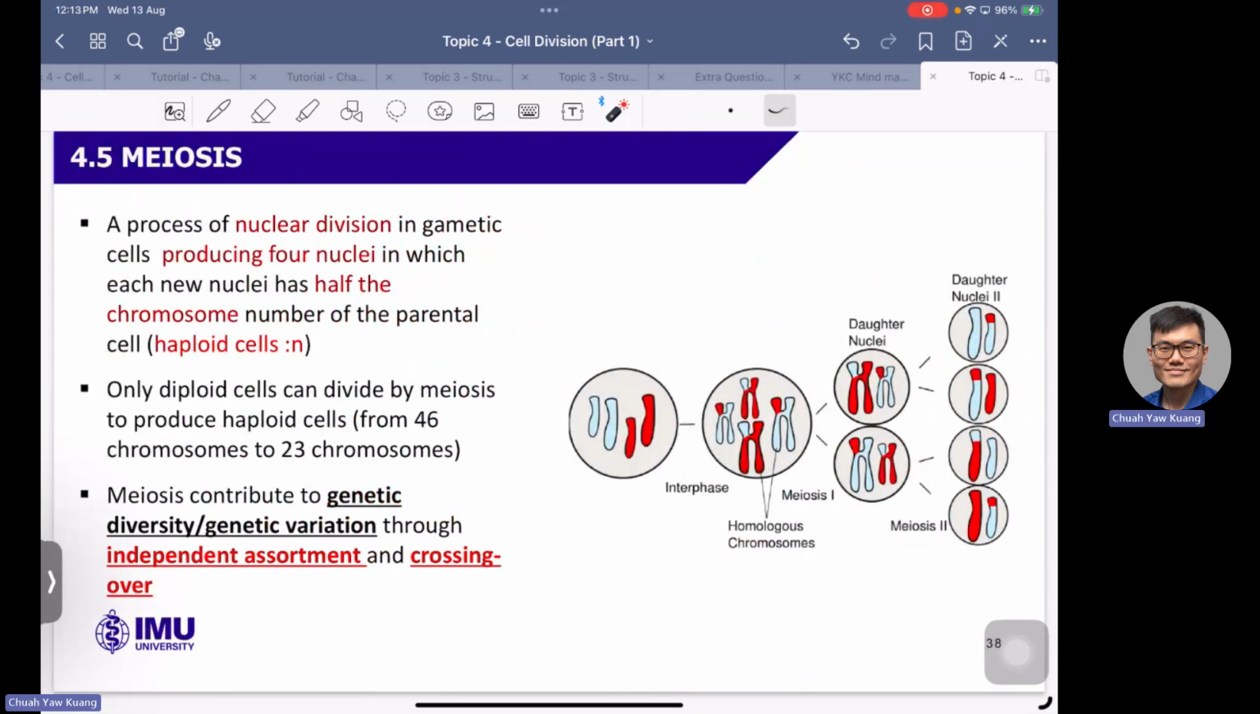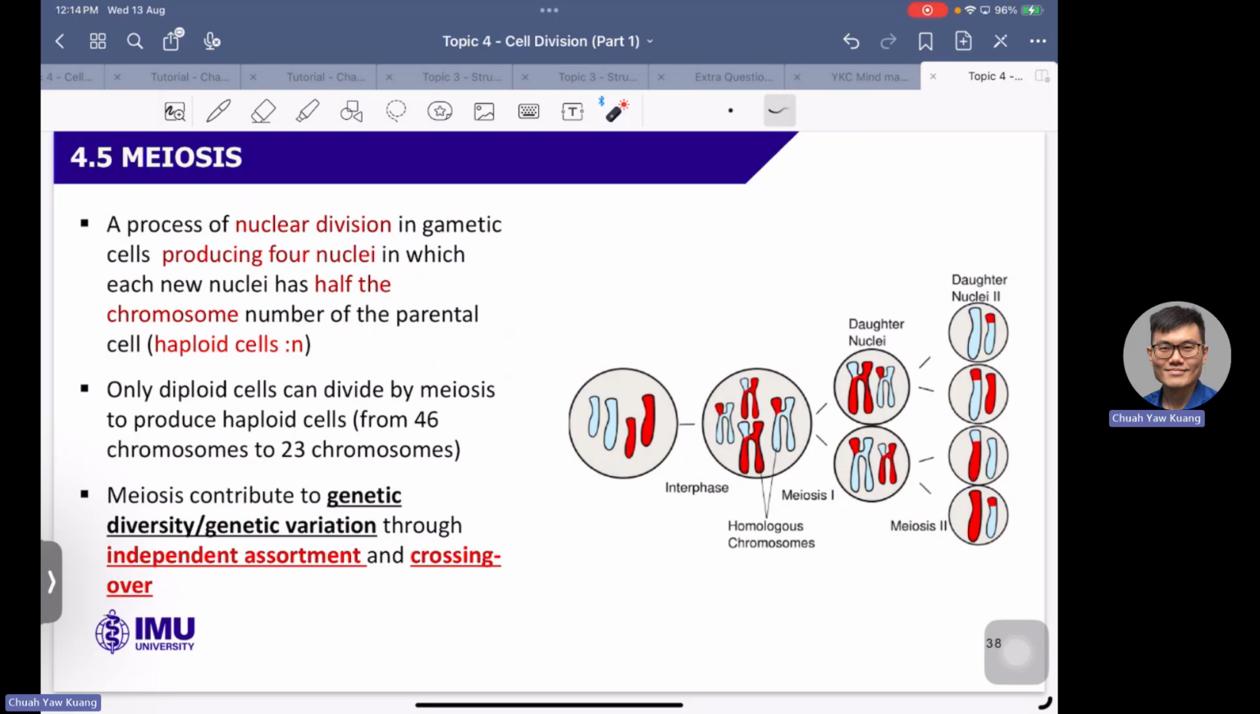Then next will be meiosis. For meiosis, this is the process where one diploid cell forms 4 haploid cells. So please remember, in meiosis 1, 1 diploid becomes 2 haploid. Then in meiosis 2, 2 haploid become 4 haploid. That means right after meiosis 1, it is already becoming the haploid cell.